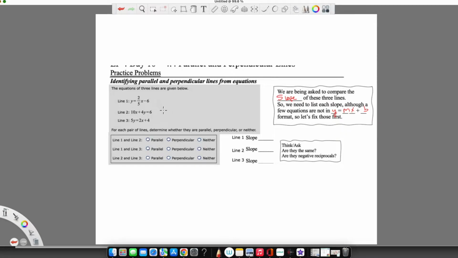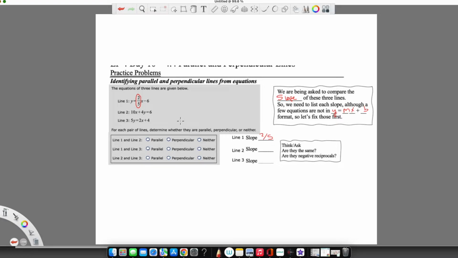So line number 1 is already in y equals mx plus b, oh, I already wrote it over here. I'm silly. So it's in this form here. So I really just have to identify the m. So that's my slope for line number 1. So I already have that one.